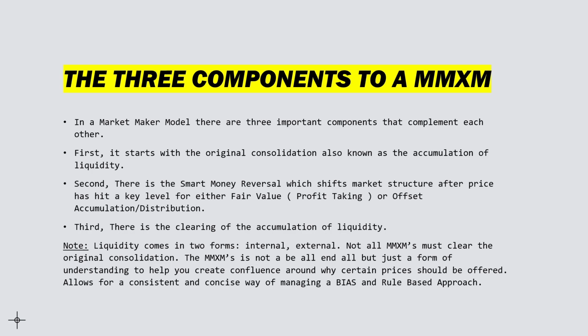Now, let me be very clear on this. Just because you have an original consolidation does not mean that the original consolidation will be taken. A lot of you guys pray and hold your TPs under every single original consolidation. Let me repeat this one more time. The original consolidation does not have to be met for the market maker model to be completed. Do you understand that? No, it does not. The original consolidation can stay intact and does not have to be met.